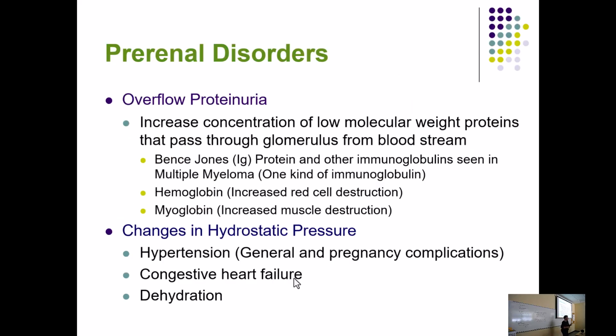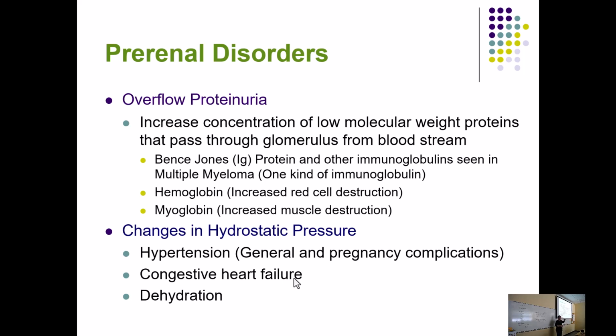Prerenal disorders. Different things we'll see before the kidney. Overflow proteinuria, an increased concentration of those low molecular weight proteins that are going to pass through the glomerulus. Sometimes we'll see these Bence Jones proteins in multiple myeloma. You guys learned about multiple myeloma in basic immune concepts, right? So sometimes these Bence Jones proteins are really, really small. They're going to go through. Our sticks won't detect them. We have to do a specialized urine test specifically looking for them. Hemoglobin and myoglobin can sneak through the glomerulus. Those will be picked up on the blood pad of the dipstick. Again, the protein pad will not pick those two up, but we will see those. Those are things that happen before the kidney that can cause proteins in the urine.